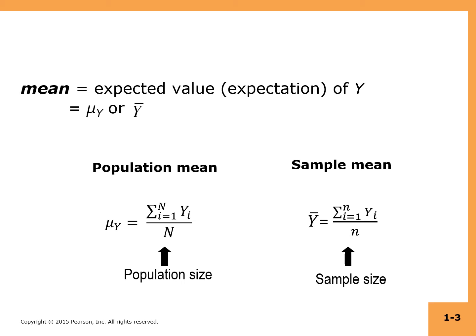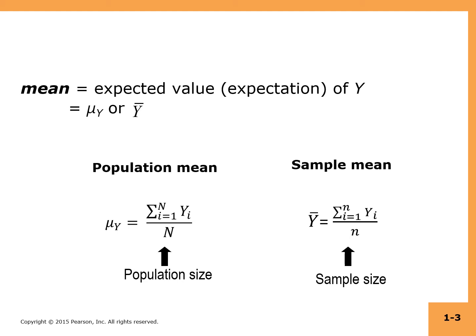Let's talk a little bit about the central tendency descriptive statistics. So the first one is mean or average. And again, we use mu when we're talking about the population mean, and we use Y bar when we're talking about the sample mean.